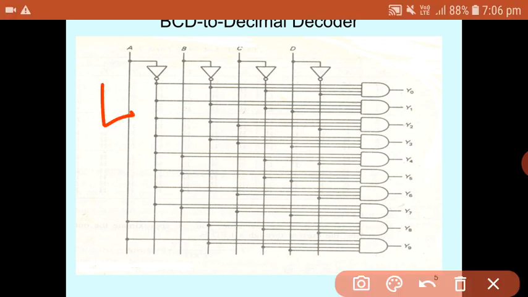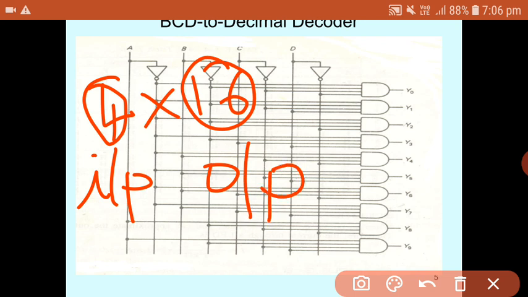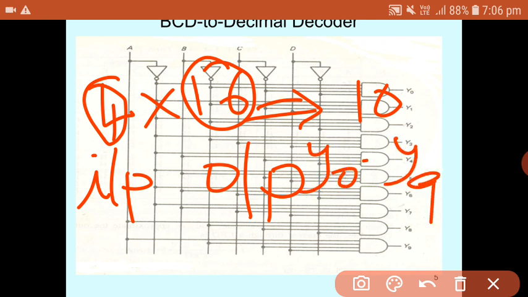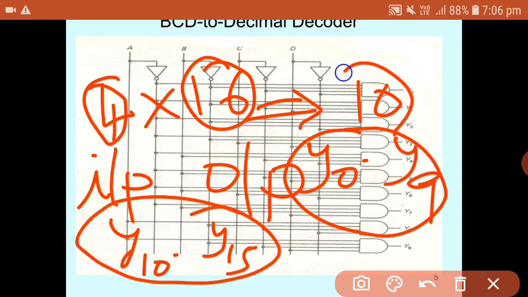A 4 by 16 decoder consists of 4 input lines and 16 output lines, and out of the 16 I will be using only 10, from y0 to y9. I will be ignoring the outputs y10 to y15. In total 6 outputs are ignored and only the first 10 outputs are considered, so that it can be used as a BCD to decimal decoder.